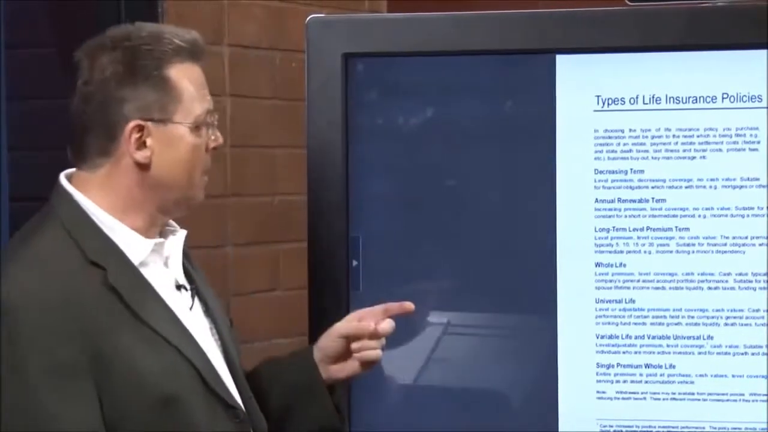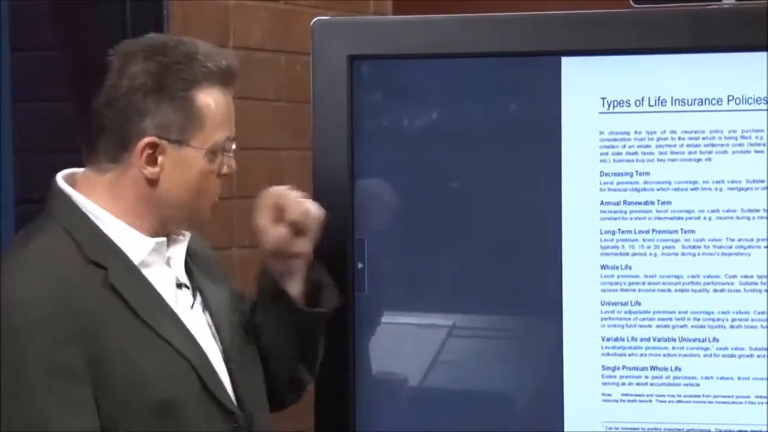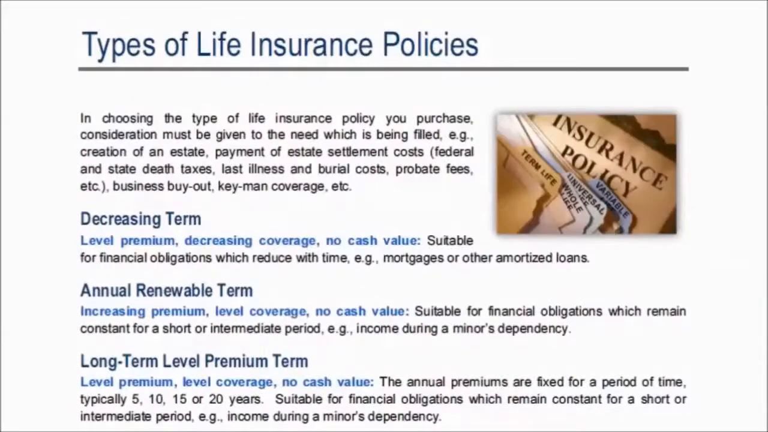PERM, permanent expense reimbursement. So when I'm looking at this, annual renewable, decreasing term, annual renewable term, and long-term level premium term, are supposed to be temporary. Now we'll get into that in a second because you could make long-term term life insurance into a permanent through conversion. We'll get into that in weeks to come.